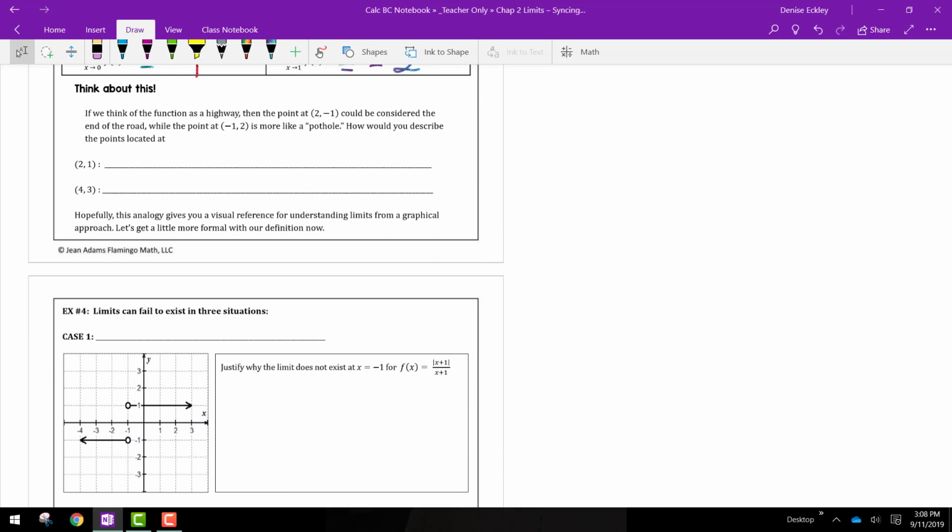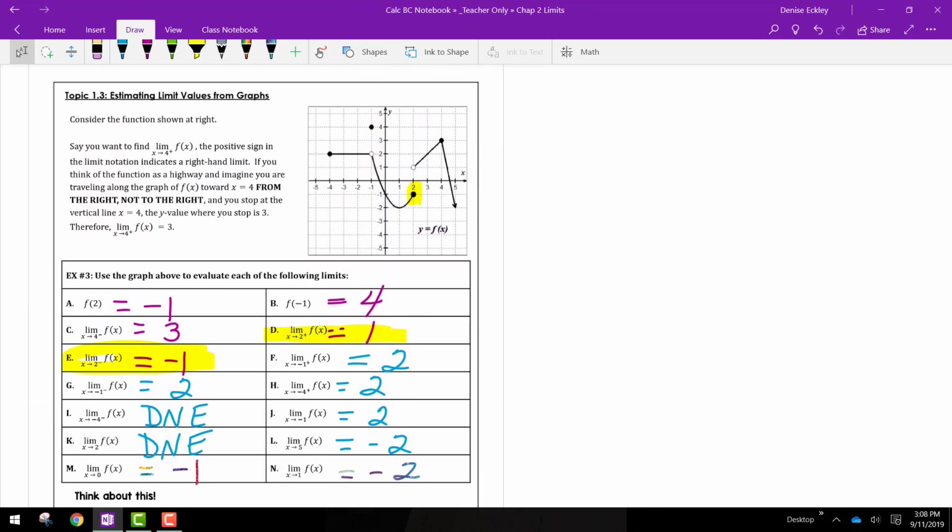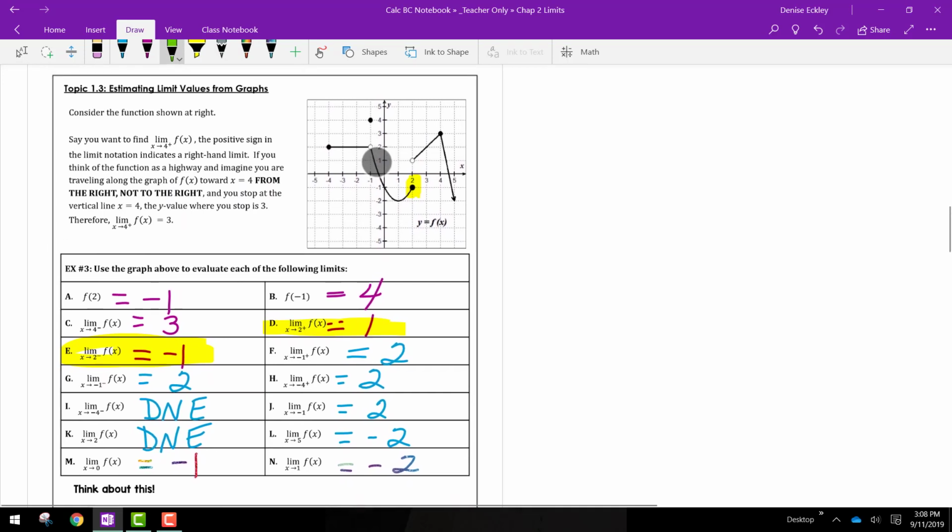While the point (-1, 2) is more like a pothole. So then we want to describe these 2 points. Looking at the pothole, the curve comes up on this side from either way. It's like you just have a little hole that you have to go around. Whereas where (2, -1) is, you can't go any further. You're traveling along the highway and you have to stop. There's a barrier. It's like having a river and crossing the river, like the bridge is out or something.